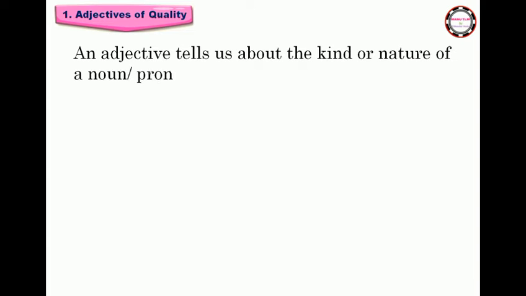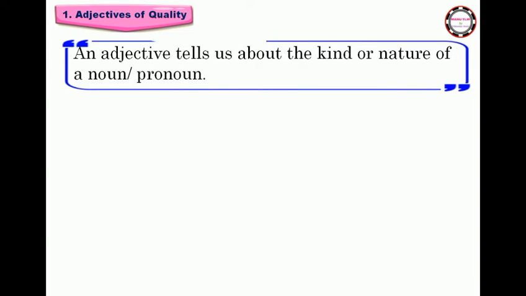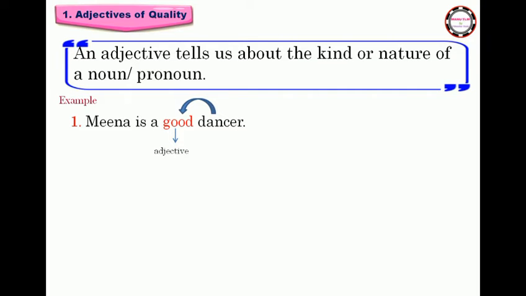First one, adjectives of quality. An adjective tells us about the kind or nature of a noun or a pronoun. Observe the examples carefully. First, Meena is a good dancer. Dancer is a noun. What kind of dancer is she? A good one. So good is an adjective.